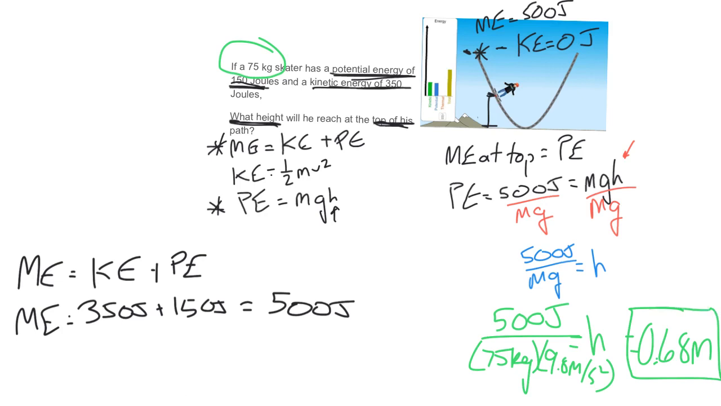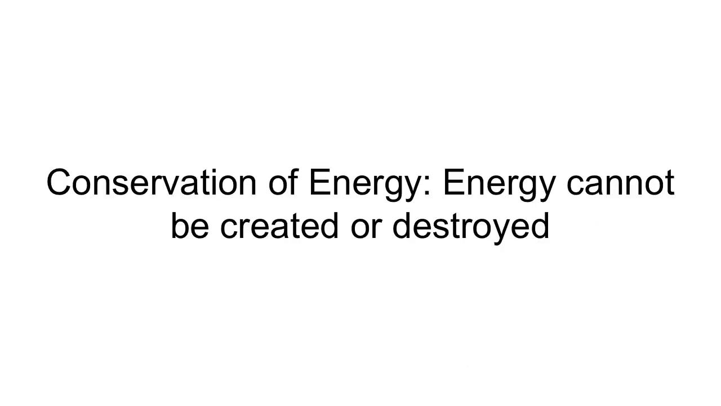Wow, that's a big problem. But it's all possible due to the fact that energy is conserved in a system. So whatever we have at any point for our total energy, that's what we're going to have at any point in that skater's path. So the big idea in this lesson is the conservation of energy, that energy cannot be created or destroyed.